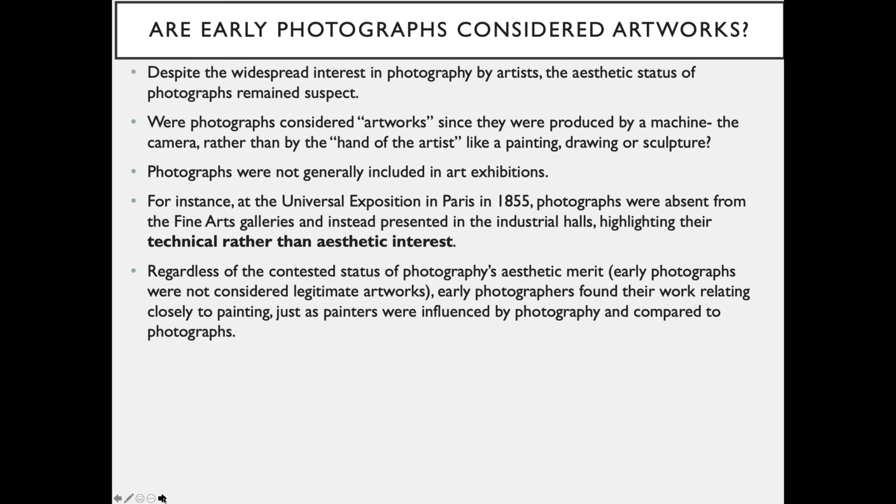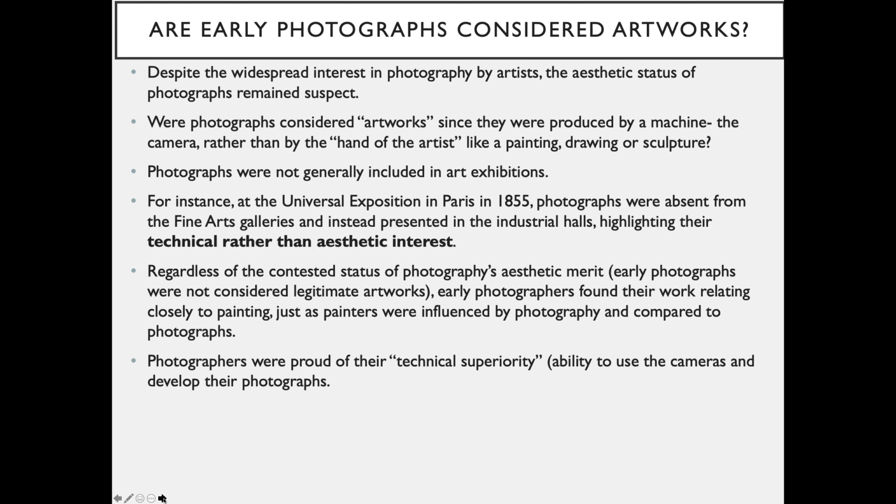Early photographers found their works relating closely to painting, just as painters were influenced by photography and compared to photographs. So we can see Daguerre in his early work setting up his photographs as if they were paintings, using objects that reference painting. So it was a very symbiotic exchange between painting and photography. Photographers were proud of their technical superiority, in other words, their ability to use the cameras and develop their photographs. However, they still felt compelled to match painting in its artistic achievements.